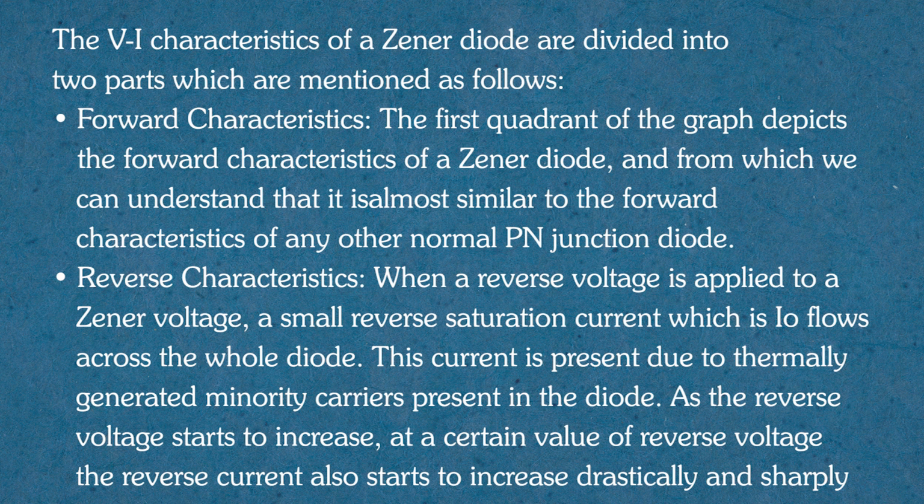Now what changes is the reverse characteristics. So let us study the reverse characteristics. When a reverse voltage is applied to a Zener diode, a small reverse saturation current, denoted by I0, flows across the diode. This current is present due to thermally generated minority carriers in the diode. As the reverse voltage increases, at a certain value of reverse voltage the reverse current also starts to increase drastically and sharply.